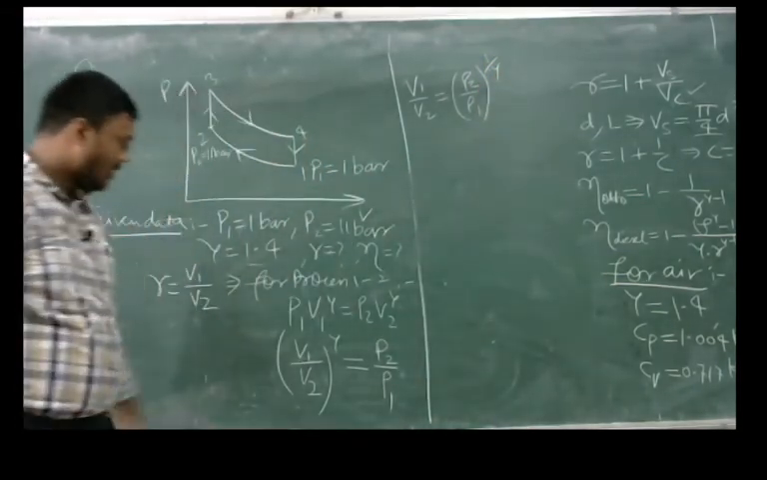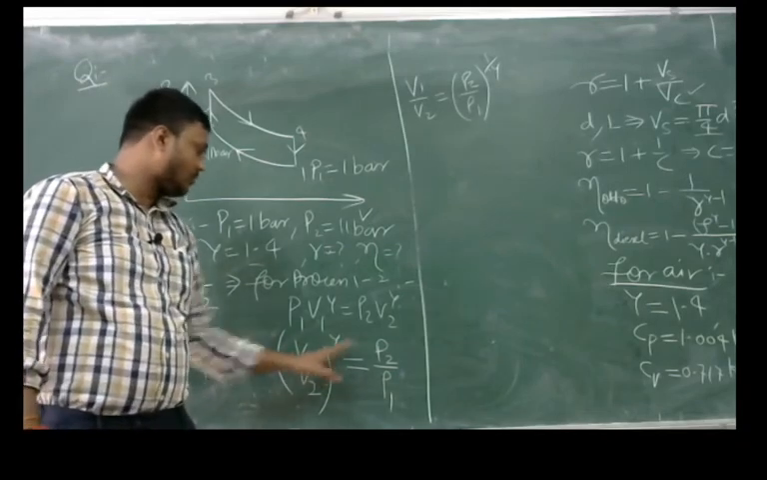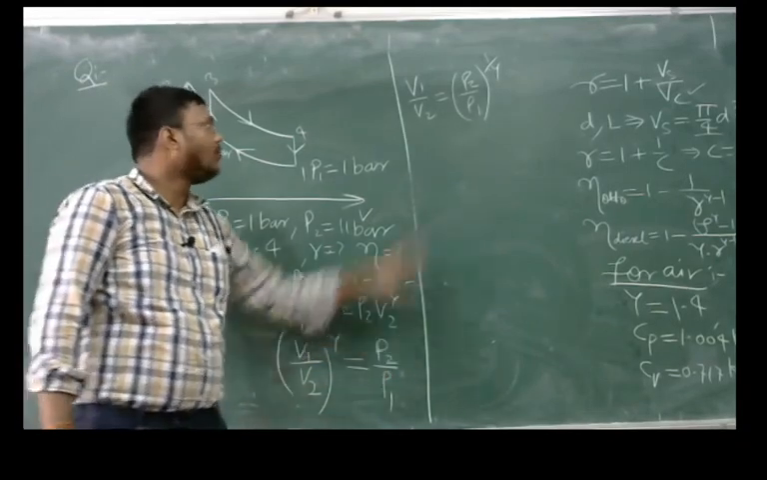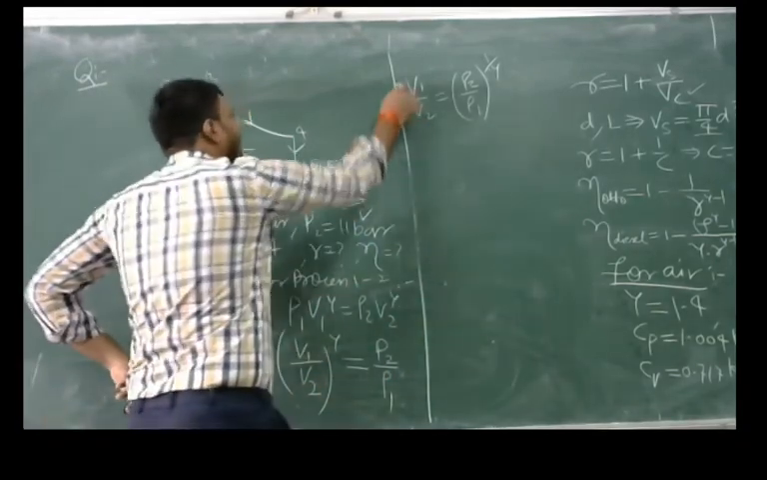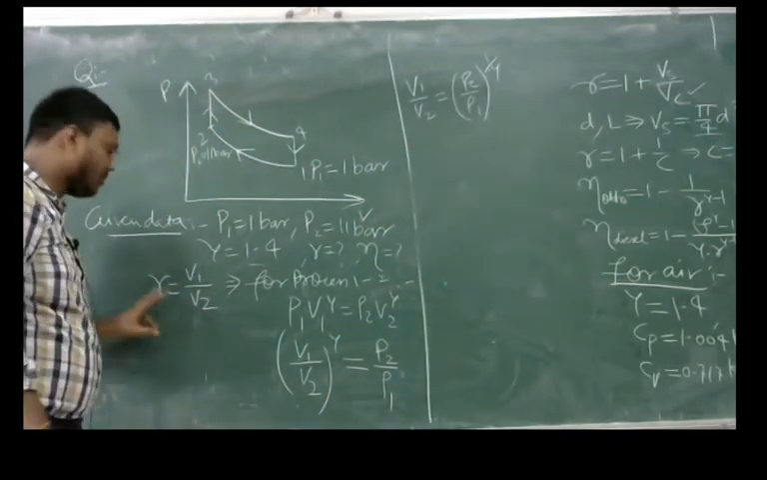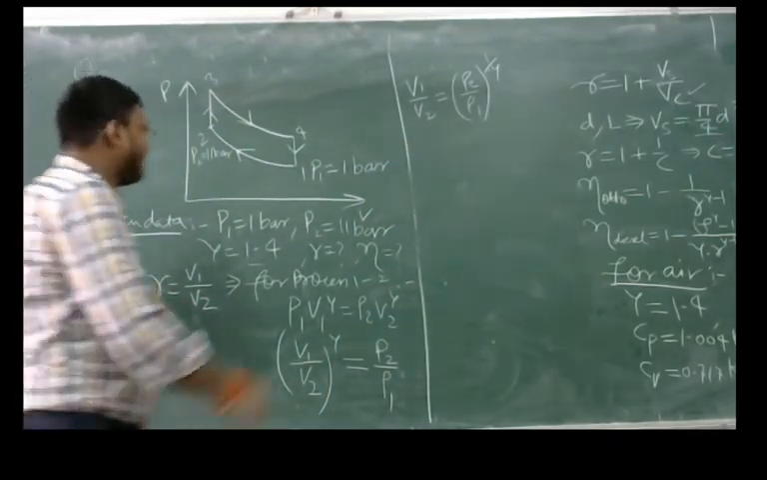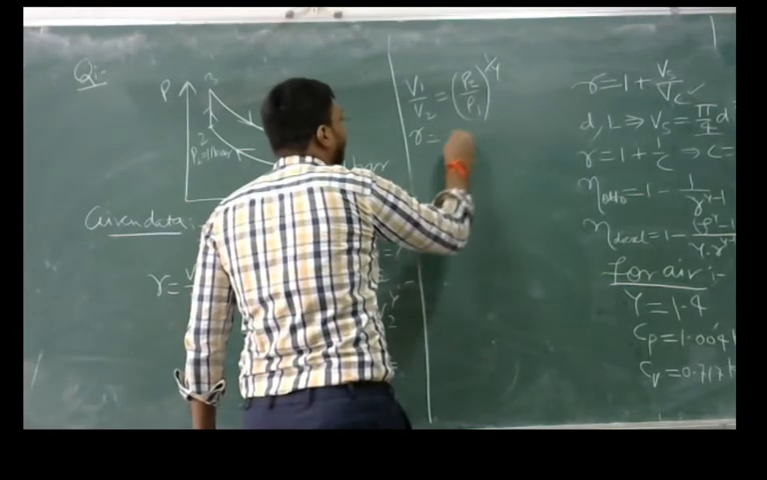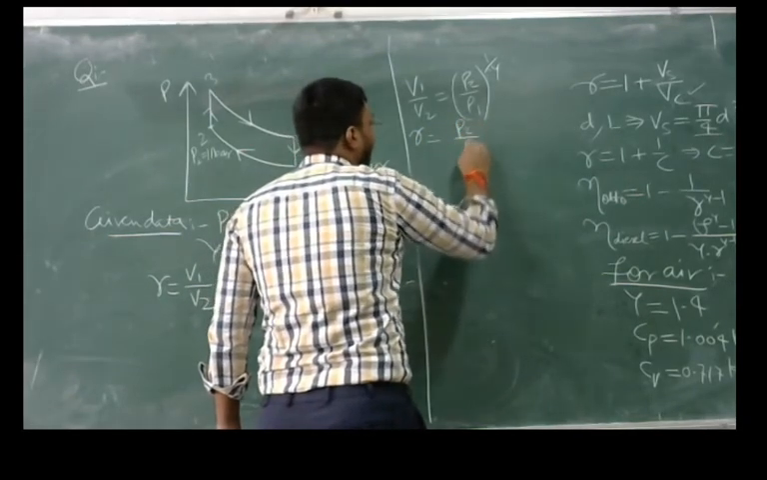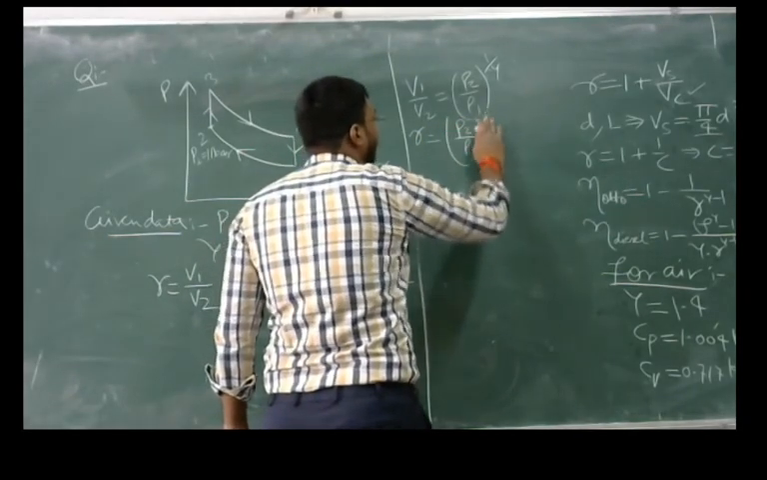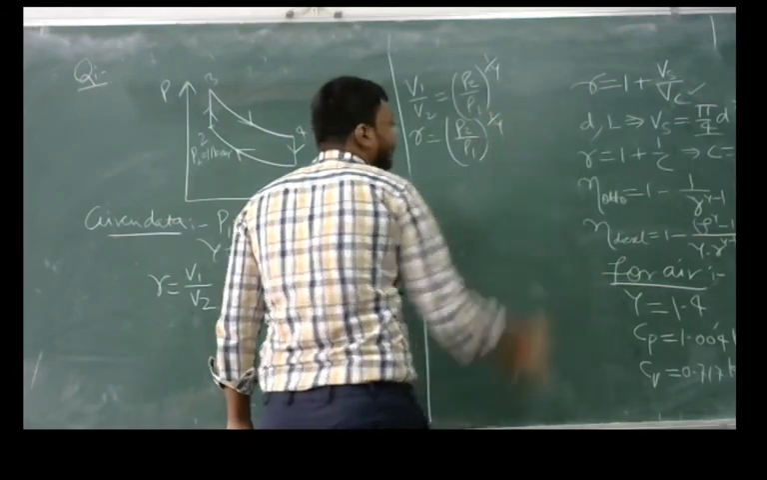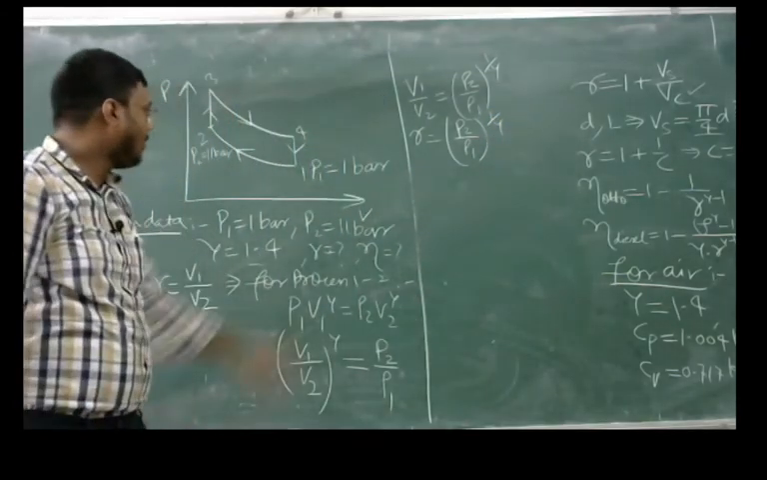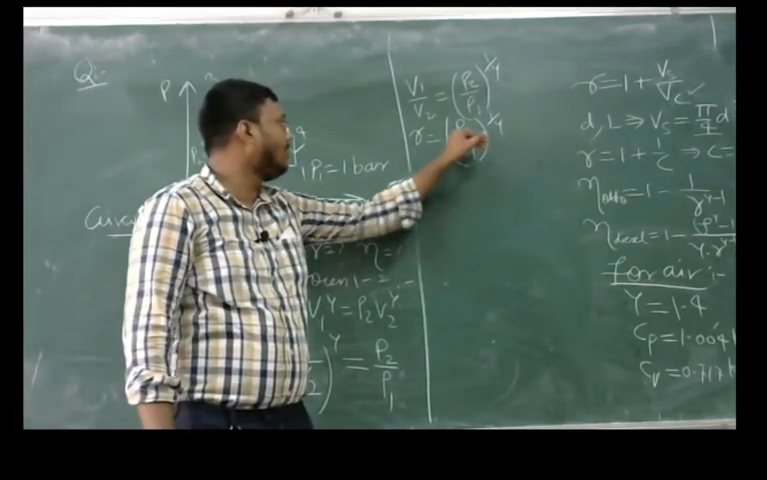Here is gamma. When we send this gamma to the opposite side, it becomes 1 by gamma. Now what is V1 by V2? V1 by V2 is nothing but the compression ratio R. So we can say that R is equal to (P2 by P1) to the power 1 by gamma. We know the values of P1 and P2, so put them here.